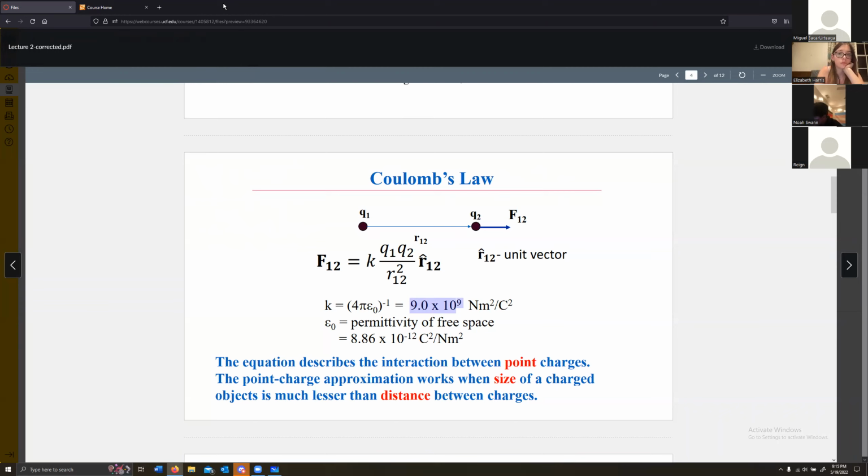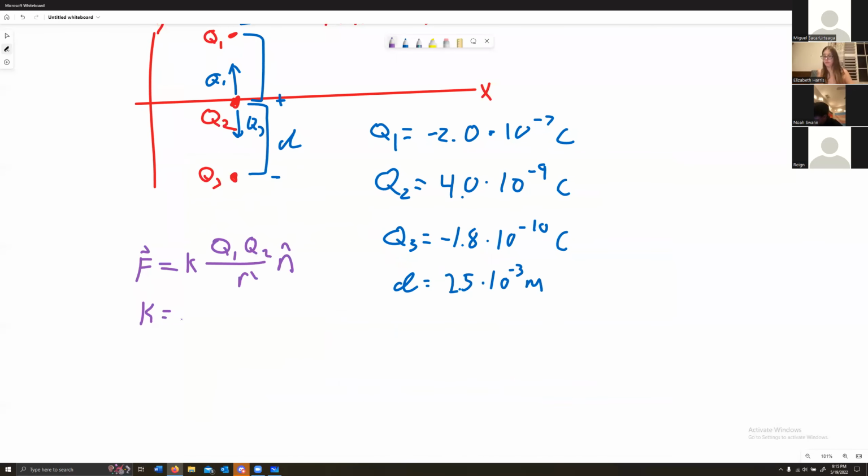So I'm just going to move this to the side and write it down. So this is going to be 9.0 times 10 to the 9th, and then this is going to be Newton's meters squared over Coulombs squared. Right?